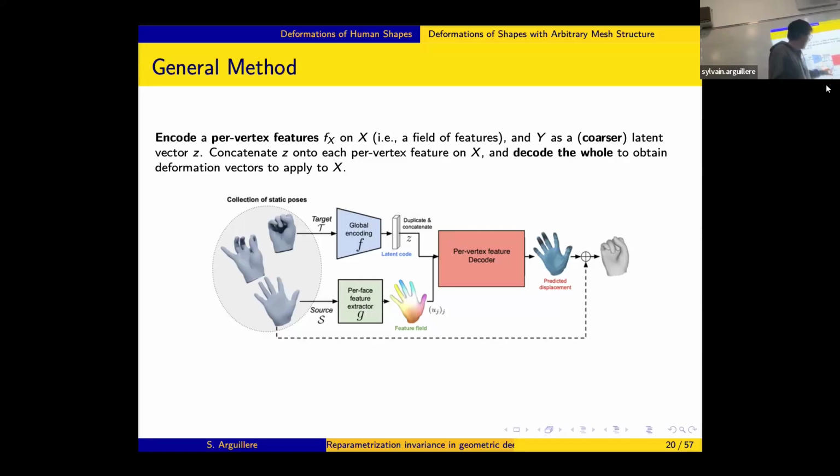And then what you do is that at each point, in addition to having your per-vertex feature, you concatenate this global code. So you find yourself with a feature field whose first half of the coordinates depends on the point, but the last half of the features is constant all over the surface. Then you mix everything up and you output a displacement field. And this displacement field you add to the initial surface, and that gives you a deformation.